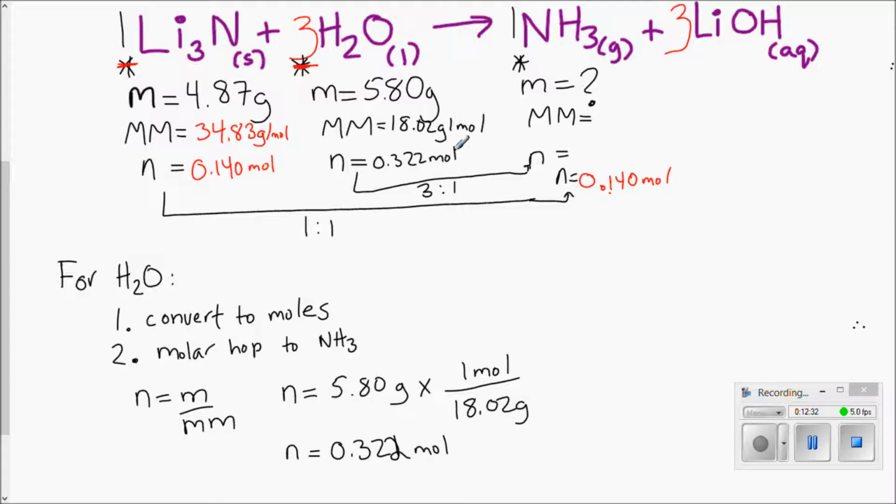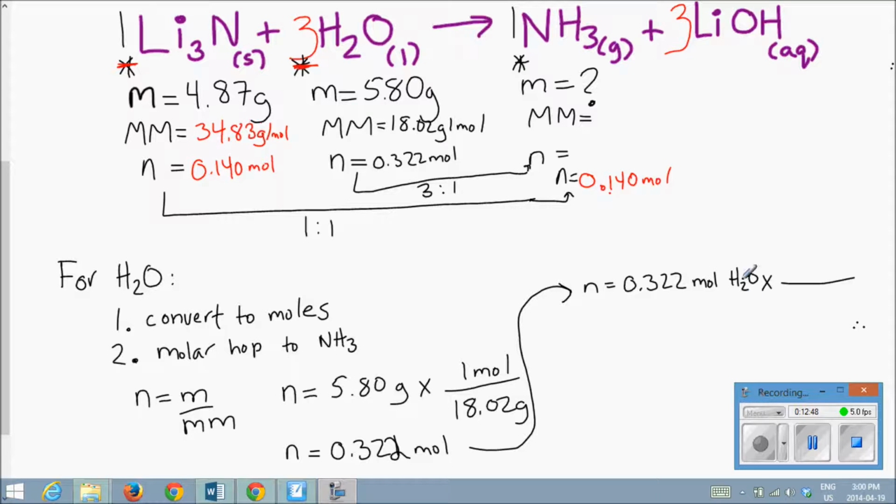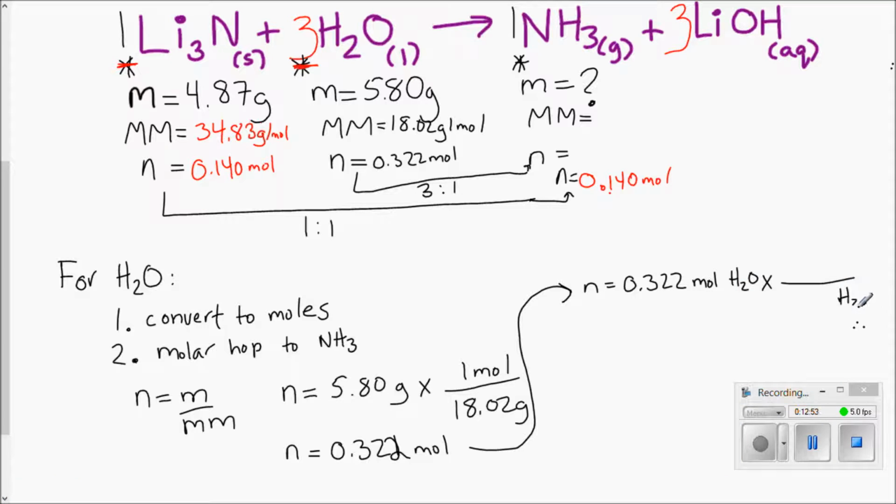What we're going to do next is molar hop to the amount of ammonia. Remember, it's a 3-to-1 ratio, so I should be dividing by 3 as I go across. Let's do the molar hop to check. I'm going to write that right up here. Write down the type of moles you have. So we wrote down 0.322 moles of water. We want to cancel out H2O. We want to go to ammonia, so we write that on top, NH3.